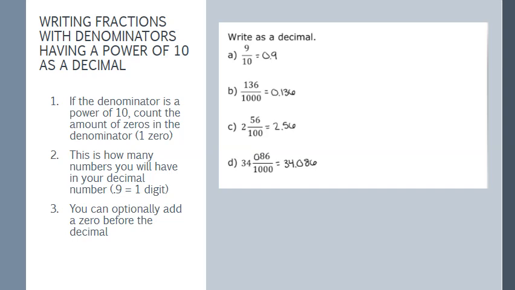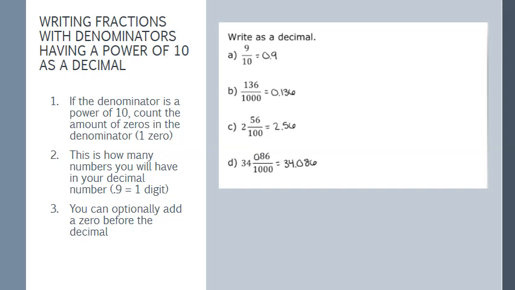And D is an example where you have a fraction, but it has a whole number component attached to it, therefore it makes it a mixed number. So it's actually 34 and 86 thousandths, 86 over 1,000. That 0 was not there originally, so I just want to point that out. So here we have 3 zeros in our denominator. We're going to have 3 digits in our decimal number. Now notice that our decimal number is going to have 3 digits.